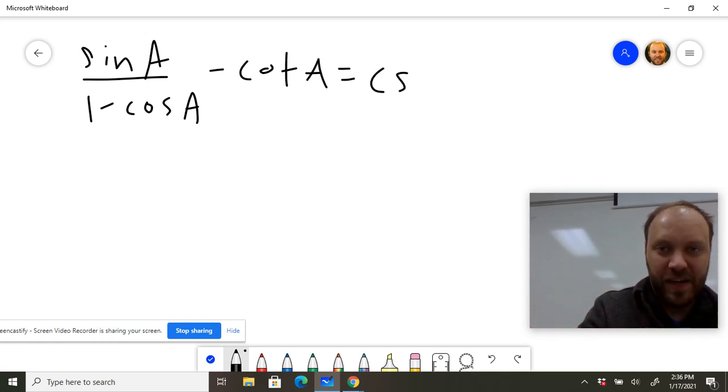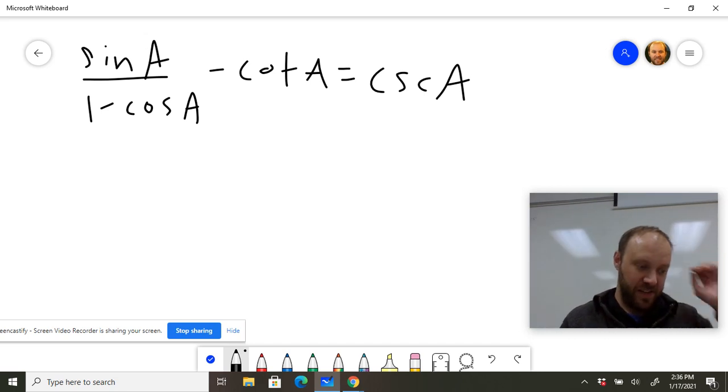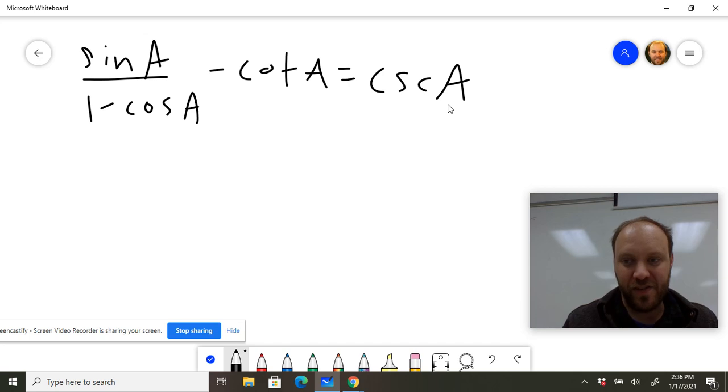All right, so the last one here, we're trying to show that the sine of a over 1 minus the cosine of a minus the cotangent of a is equal to the cosecant of a. Again, I've got fractions on the left. I've got a difference on the left. I've got none of that on the right. Okay, so I'm thinking, I'd like to get rid of my fractions. I'd also like to get rid of the subtraction. To be able to do a subtraction, I'm going to need to have a common denominator, I think. And so that's the kind of thing I'm thinking.